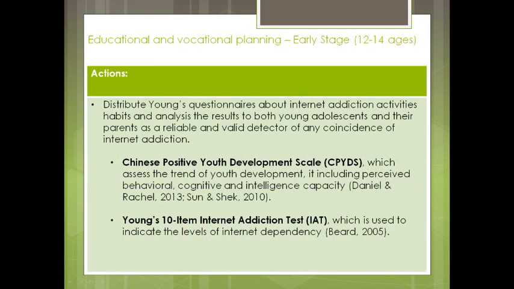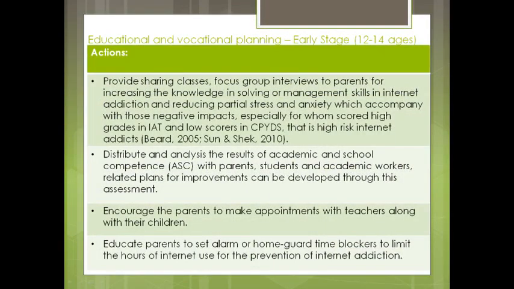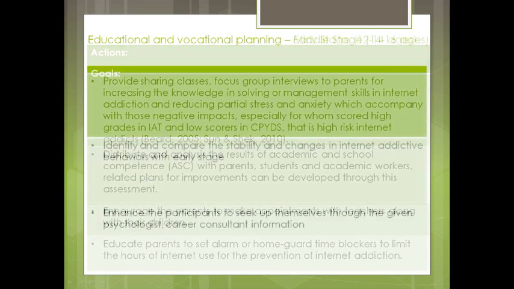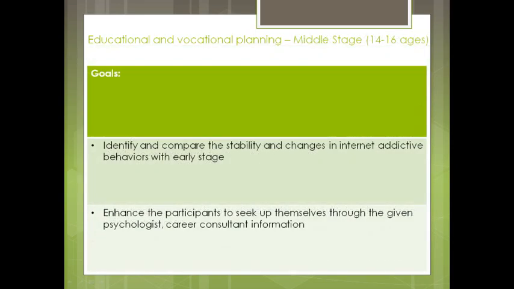Actions include distributing questionnaires to identify the levels of internet dependency, forecast possible academic achievement, and help design improvement plans. Provide sharing classes to parents to increase their knowledge of solving or managing internet addiction. Encourage the parents to set alarms and make appointments with teachers. We hope clients can have an idea of negative effects, control internet access, and share and express their own difficulties and problems through the help of parents.